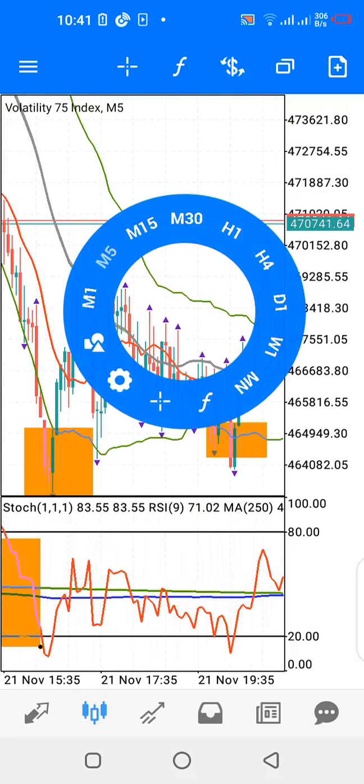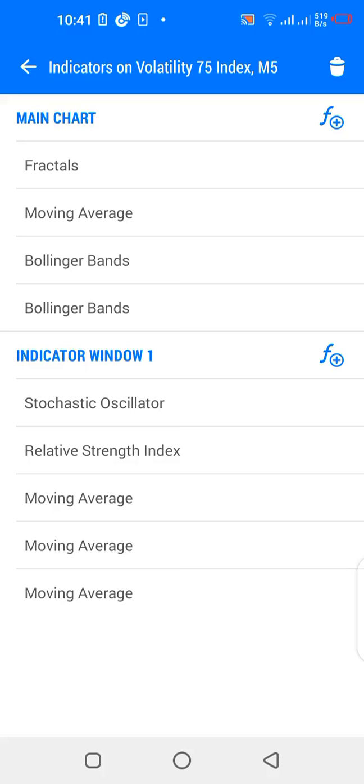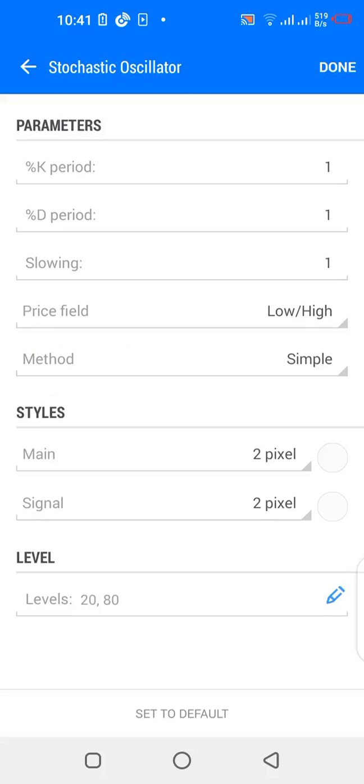Now let's look at the settings on the indicator window 1. We have the stochastic oscillator. The percentage K period is 1, percentage D period is 1, slowing is 1, and the price field is low/high.